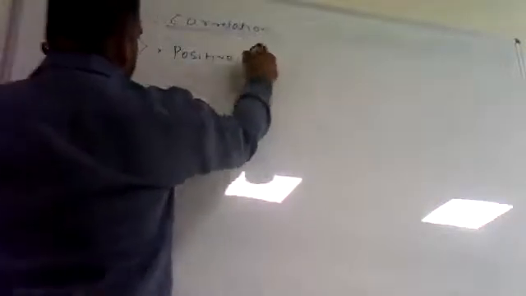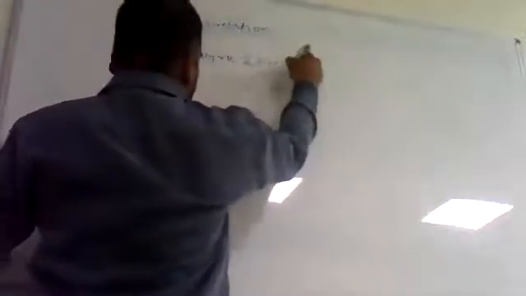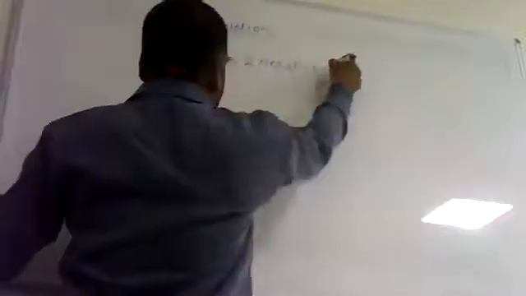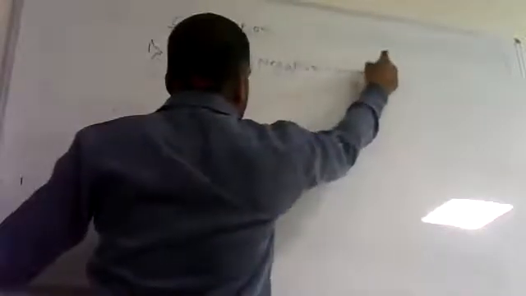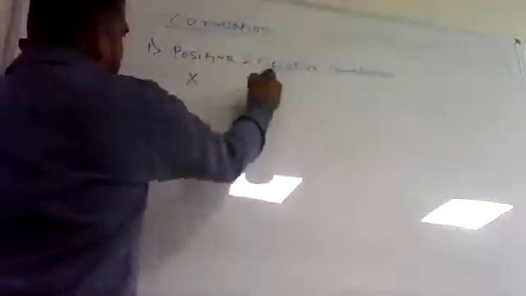Let us see the types of correlation coefficient. First type is positive and negative correlation. Suppose there are two variables, variable x and variable y.